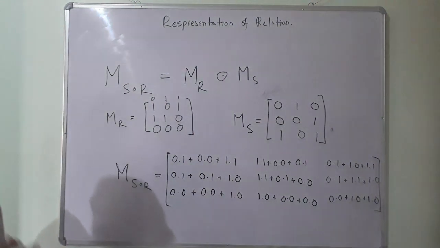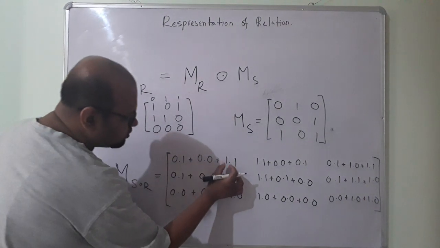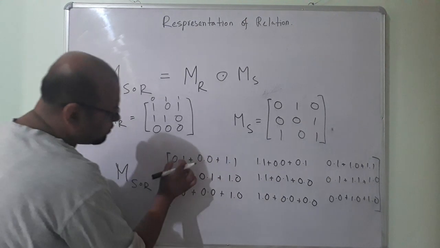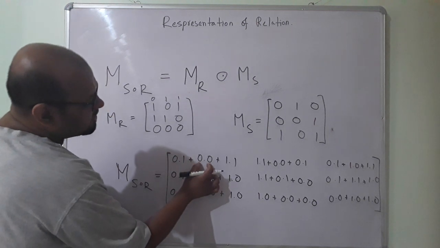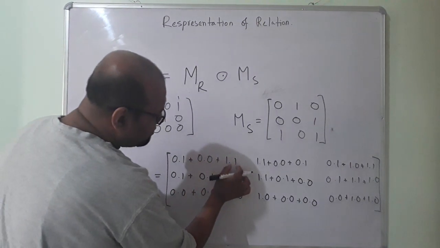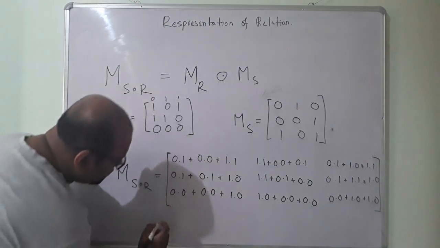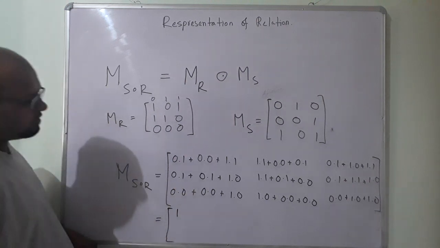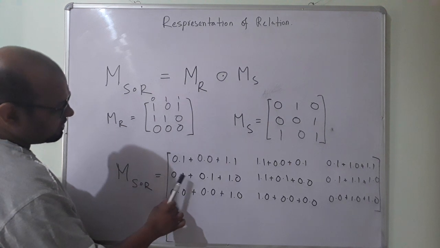Alright, so what are we going to do? We are going to do the AND of these two, and the AND of these two, and the AND of these two. What will be the AND of these two? It will be 0. These two will give me 0. And this 1 and 1 will give me 1. So 0 or 1 will give me 1. Alright. Similarly, 0 and 1 will give me 0.